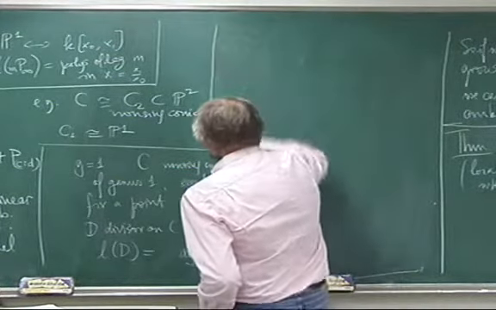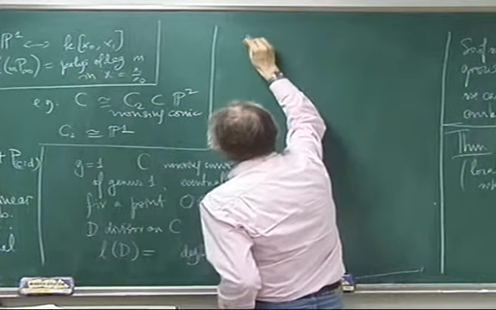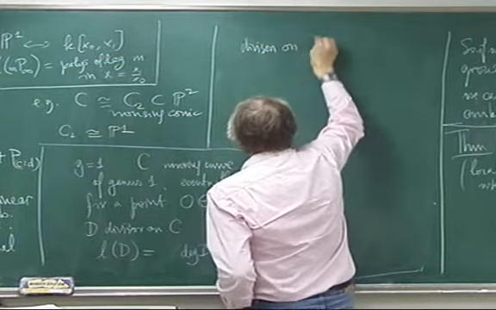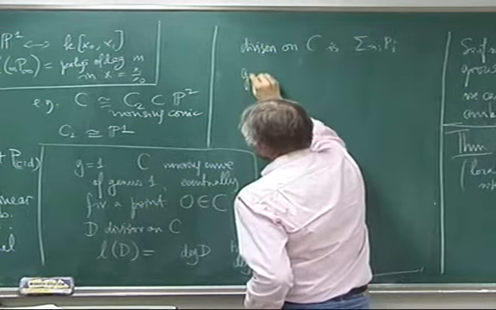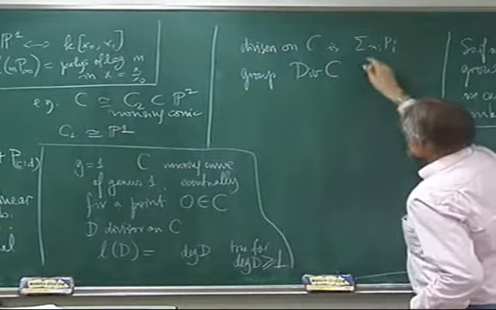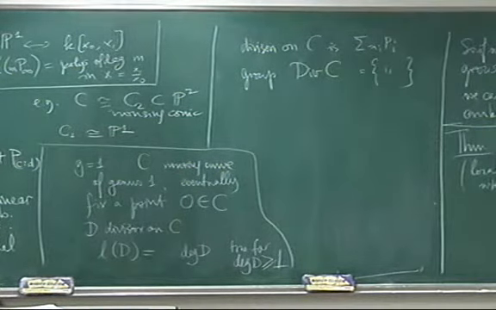So what do I want with this? I haven't defined this yet, but at the beginning I defined what a divisor on C is, some sum of n_i P_i. So there's a group, Div of C, the set of all divisors. And this is obviously a group. I know how to add two divisors. It's the free abelian group generated by the points of C.